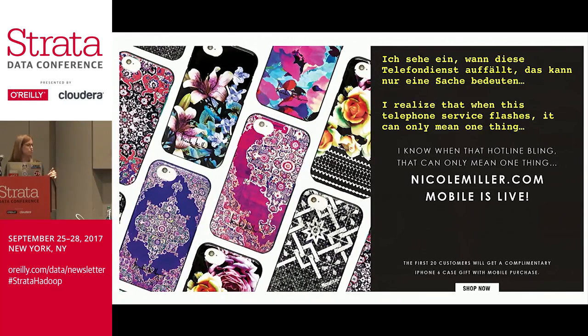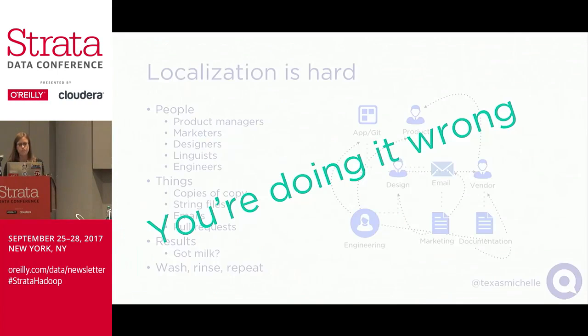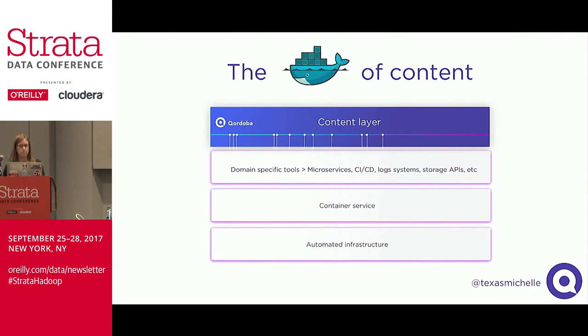It's roughly akin to, I realize that when this telephone service flashes, it can only mean one thing, and that is so much less effective. So it's not just about finding the right translations, it's really trying to capture the essence of what you're trying to communicate and still make it effective and really still hit those goals. So we think that there's a better way. We think that we could really just make it more efficient and more localized than it's ever been before. So really underline that concept.